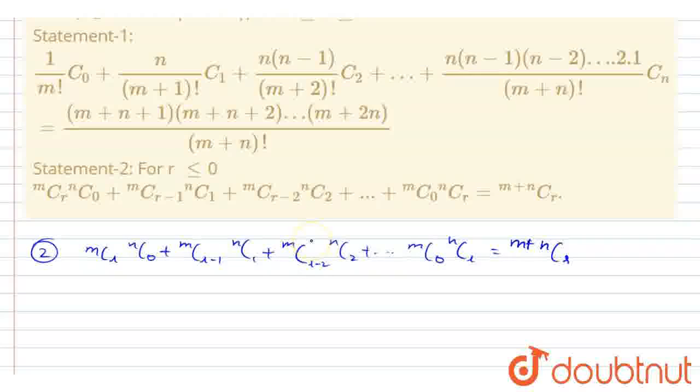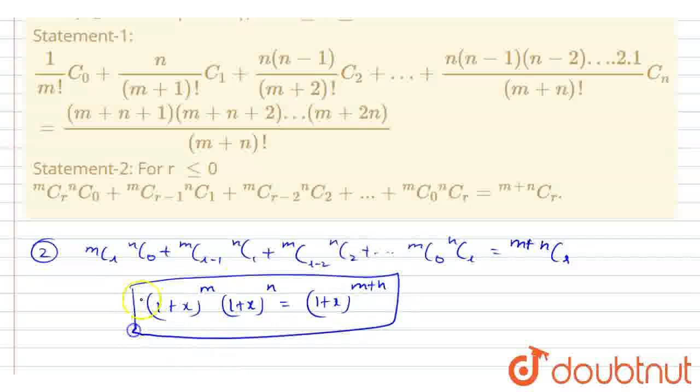Now I am going to use the coefficient rule here. So (1 plus x) whole power m into (1 plus x) whole power n is equal to (1 plus x) whole power m plus n, because the bases are the same, so I am going to add the powers. So this is the formula, and this is the concept we are going to use here.